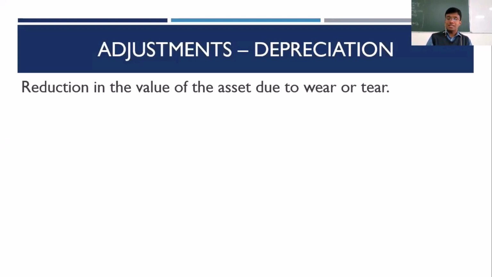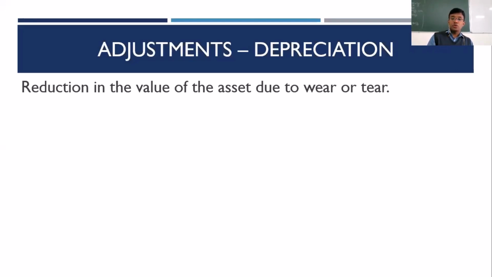For example, let's say you have a bike at home, and you keep using the bike every day. The bike's condition would not remain the same, because it has certain moving parts. Depending on how you use the components of the machinery, they would be subjected to wear and tear. So depreciation refers to the reduction in the value of the asset due to wear and tear.